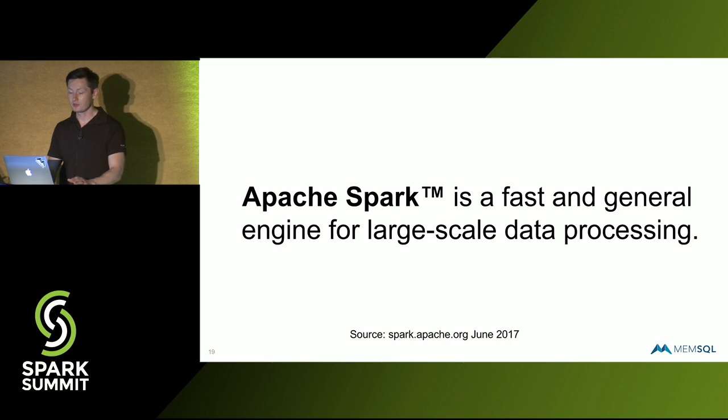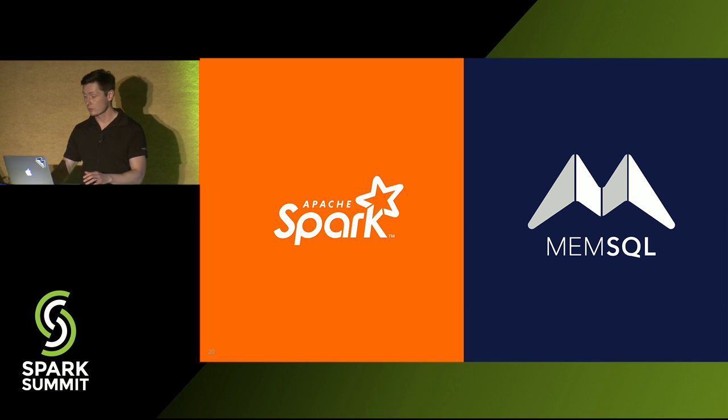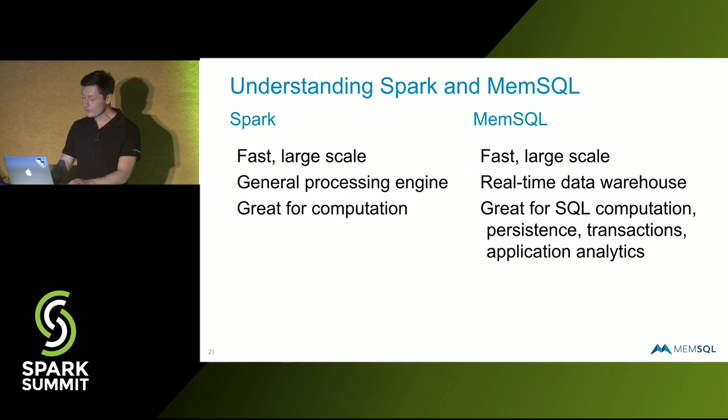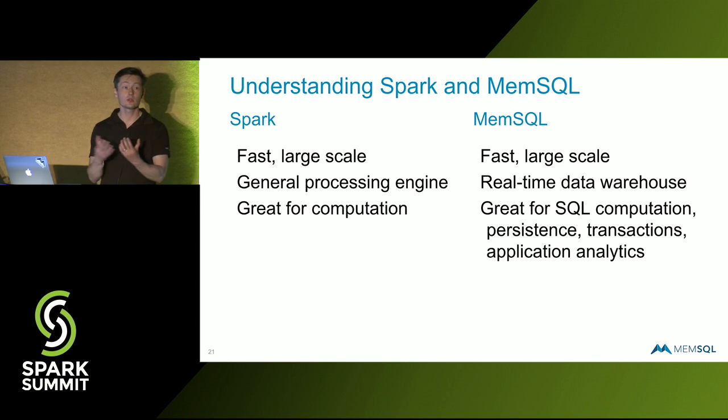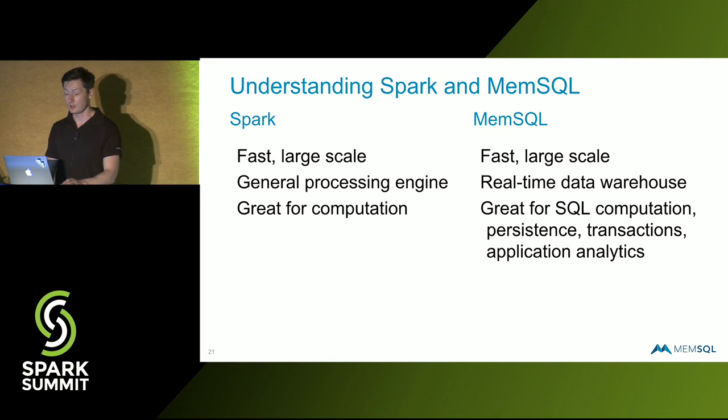All right. So we all know Apache Spark, right? I'm not going to ask who knows Apache Spark. This is the conference I'm in. It's a fast and general purpose engine for large-scale data processing. And Spark and MemSQL work really, really well together. So let's understand, what do you use MemSQL for, and what do you use Spark for, and how do you use them together to drive the most value? So first of all, Spark, it's fast and large scale, and so is MemSQL. Like, it's really fast and it's really large scale.